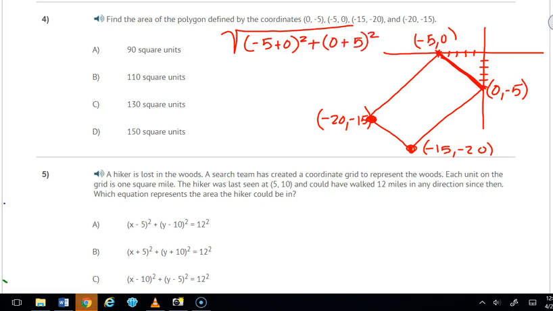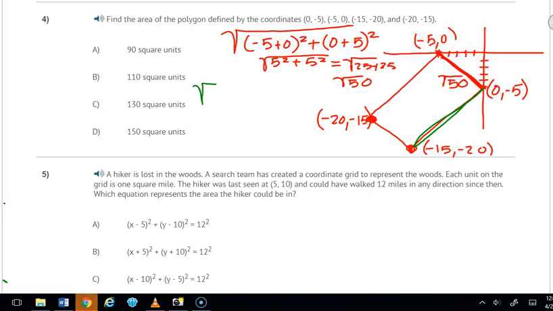So this is going to be 5 squared plus 5 squared. So this is going to be the square root of 25 plus 25, so that's going to be the square root of 50. So that's this side right here, the square root of 50. So now we need to find our other side, this one right here. So that's what we're going to do next.